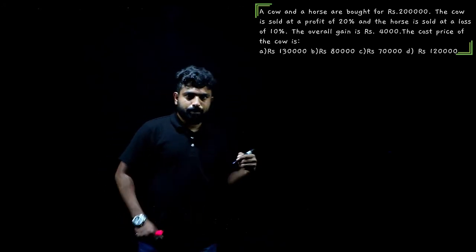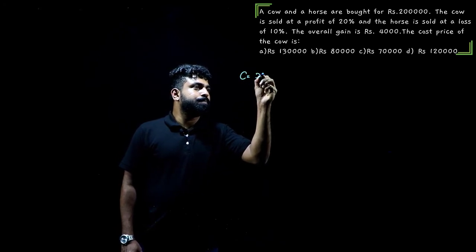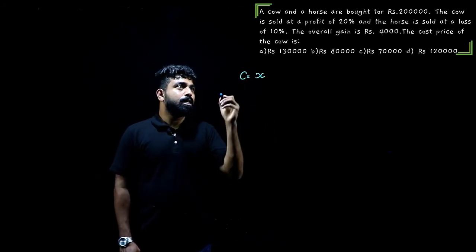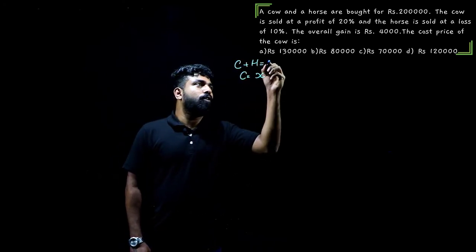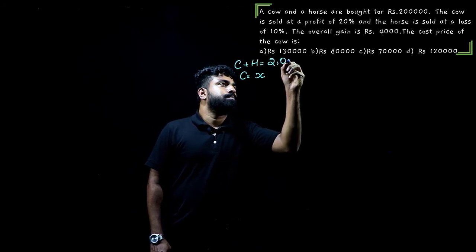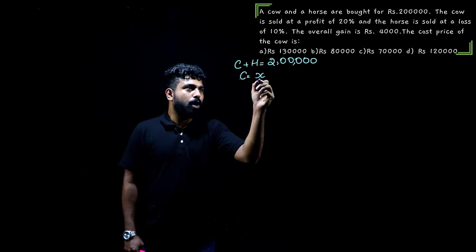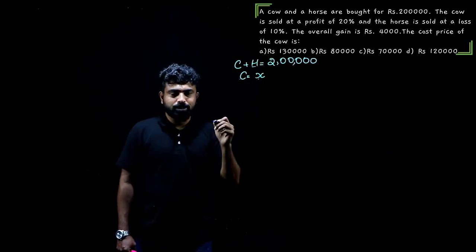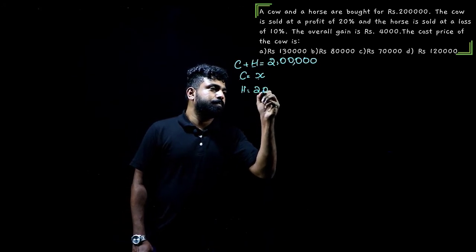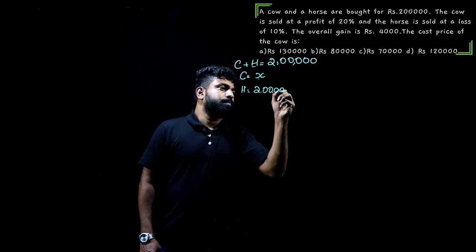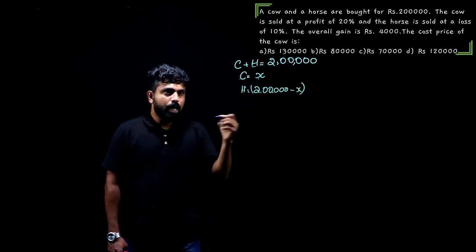So let us assume the cost price of the cow to be x. The total cost price is cow plus horse, which were bought with the total cost price of 2 lakhs. So if my cost price of cow is X, what will be the cost price of horse? The cost price of my horse would be 2 lakhs minus X.